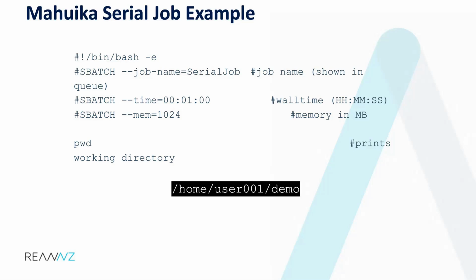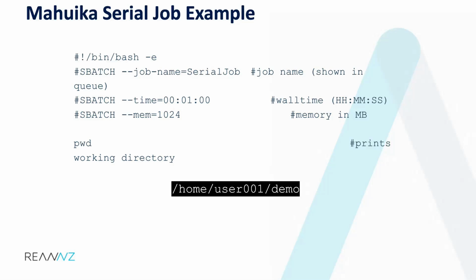The final sbatch option here is --mem. This is the memory per node with the default units of megabytes. Here we have asked for 1 GB of memory for our job. Memory, unlike wall time, is reserved regardless of whether it is used.